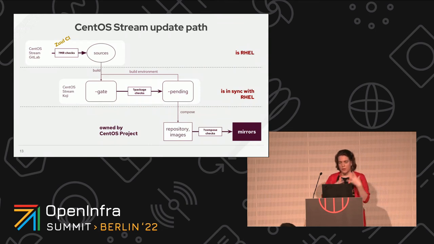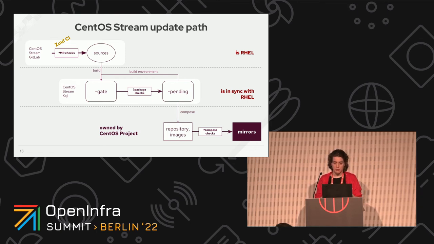So how does contribution work in this CentOS Stream way, and where is RHEL in this picture? You start from a merge request to CentOS Stream GitLab, where the sources are. This merge request goes through a series of checks, which are now managed by Zuul CI, which was a really new development, and the OpenStack RDO team actually helped a lot to set up Zuul CI here. So this merge request passes the checks, and it gets merged to the sources.